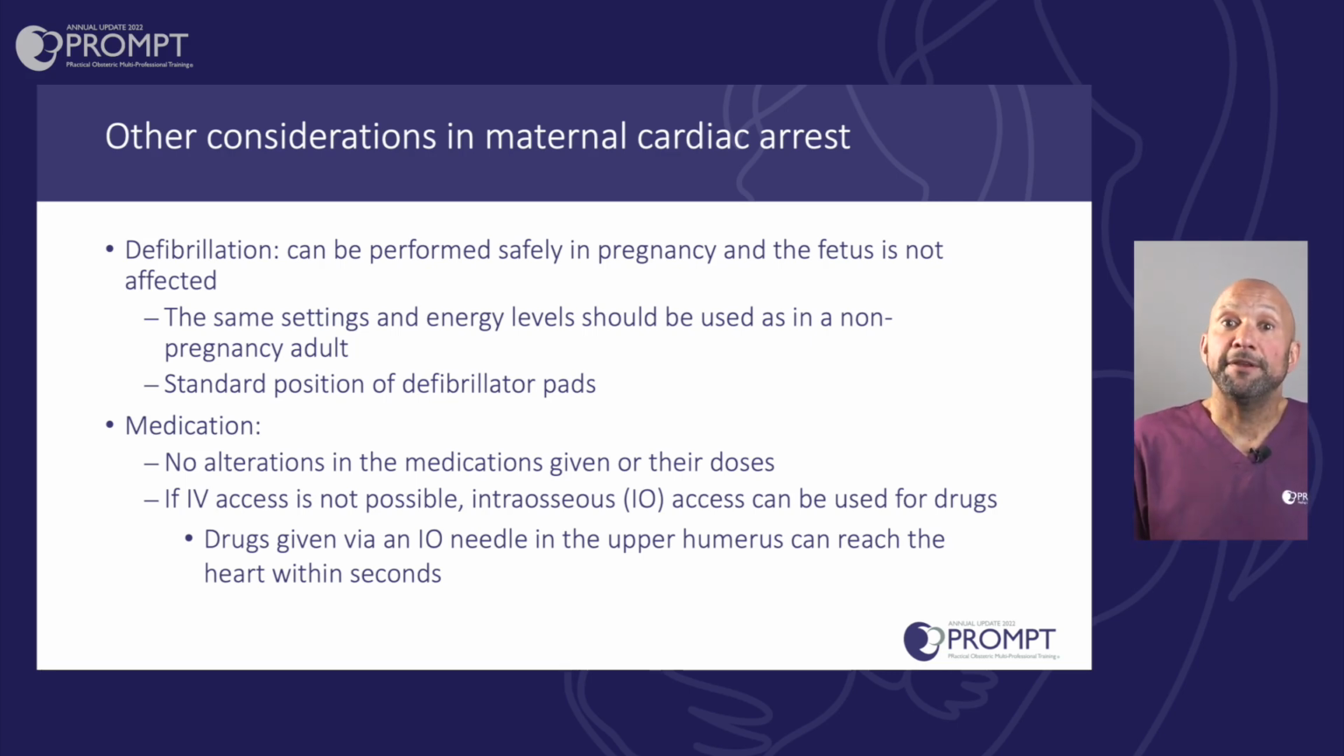It's worth bearing in mind that if intravenous access is not possible, you can get intraosseous access, IO access, and you can give the drugs to manage cardiac arrest through an IO needle. And do bear in mind that if you're using an IO needle in the upper humerus, this is very effective and drugs can reach the heart within 3 to 4 seconds.